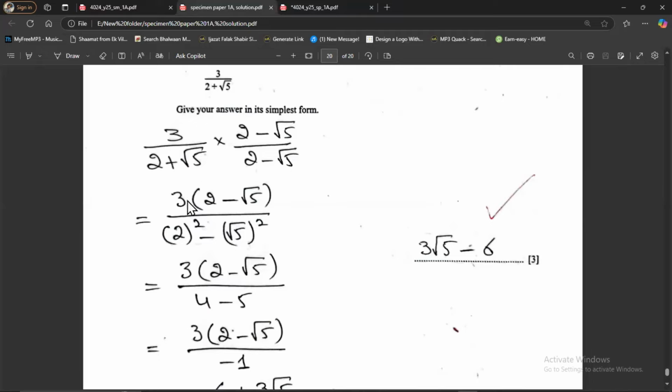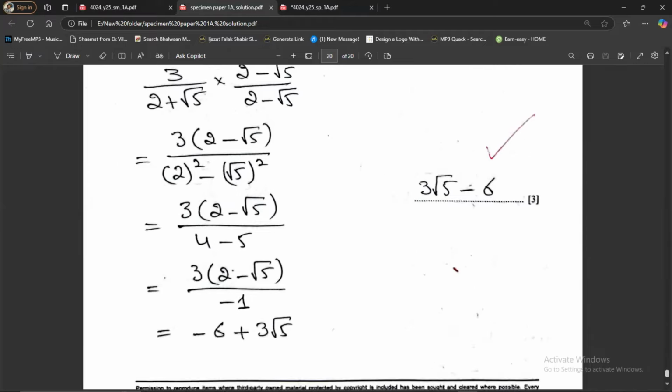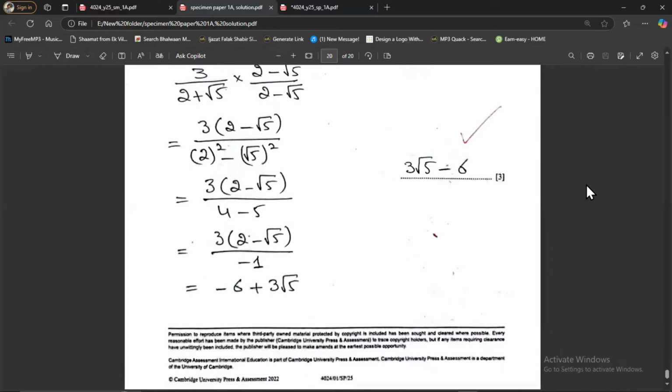So upstairs, you will have 3 bracket start, 2 minus under root 5 bracket close. Downstairs, this is (a plus b)(a minus b), so this is a squared minus b squared. So this is 2 squared minus under root 5 squared. So 3 bracket 2 minus under root 5, and you will have 4 minus 5. Downstairs, you will have minus 1. And this will give that negative upstairs. So you will have minus 6 and plus 3 under root 5. So 3 under root 5 minus 6 is the answer.